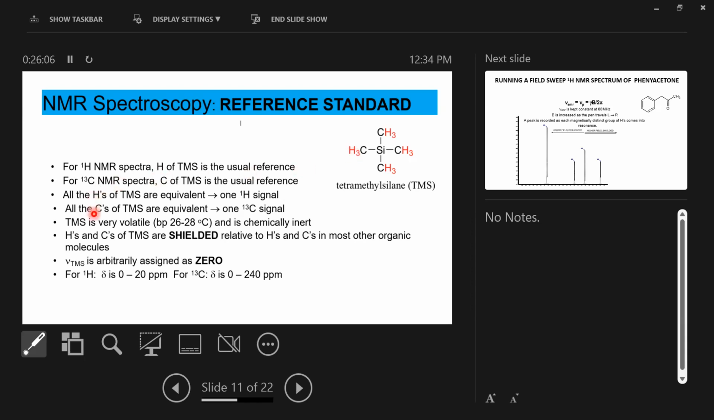All right. So TMS is very volatile. They're shielded relative to the hydrogens and carbons of most other organic molecules, so it's arbitrarily assigned as 0. For protons, the range is typically 0 to 20, but I'll never give anything past 12. And carbon is 0 to 240, and I won't give anything past 200, because the range in which carbon compounds can occur is way more expansive. But you'll see that as I start. Past 12, those signals go into other elements like phosphorus, and I'm not giving you guys any phosphorus.